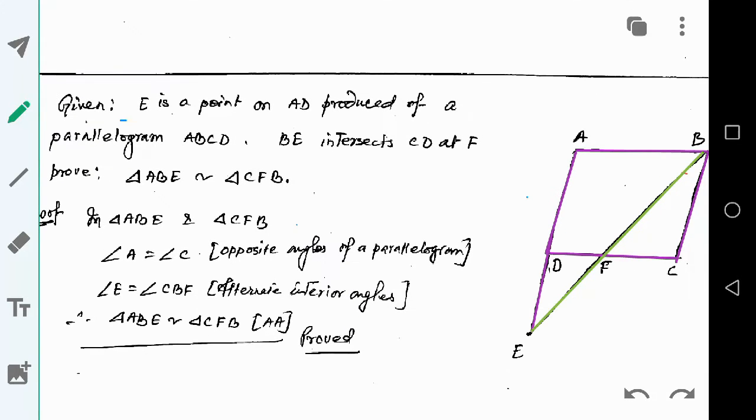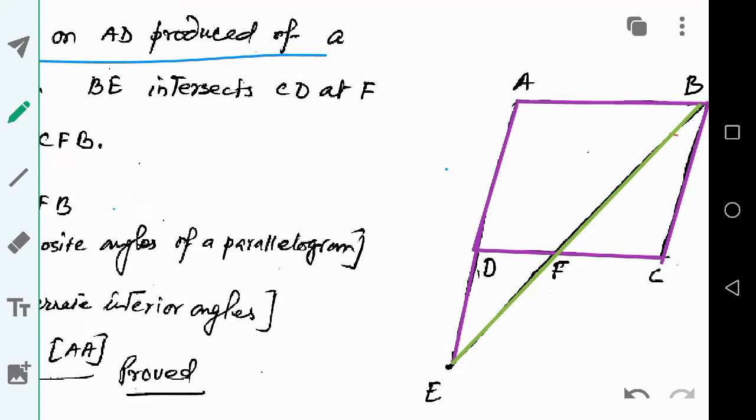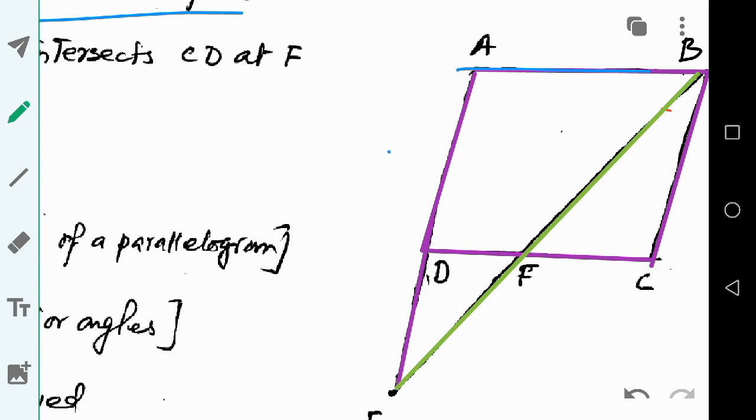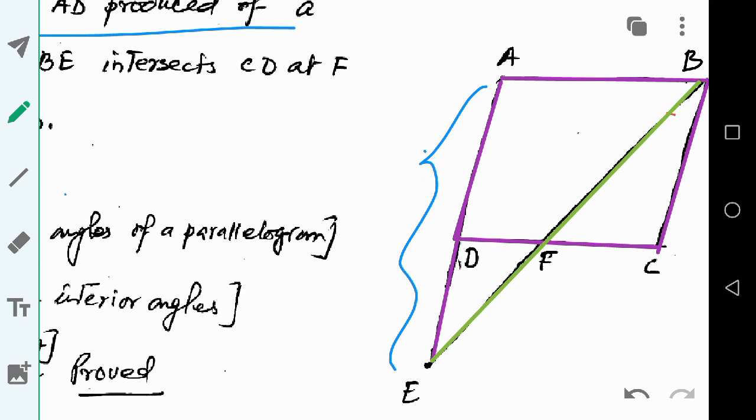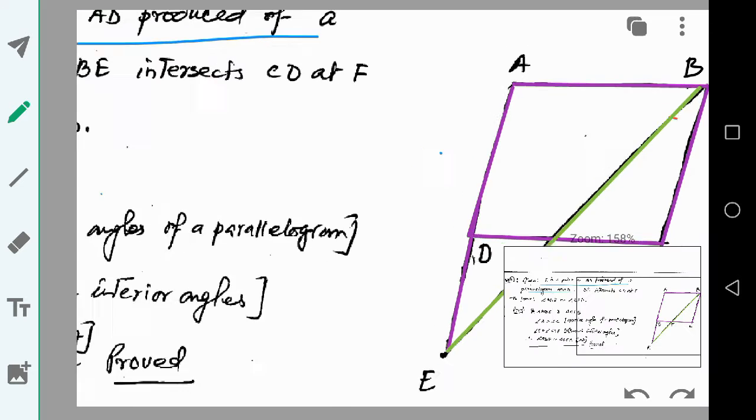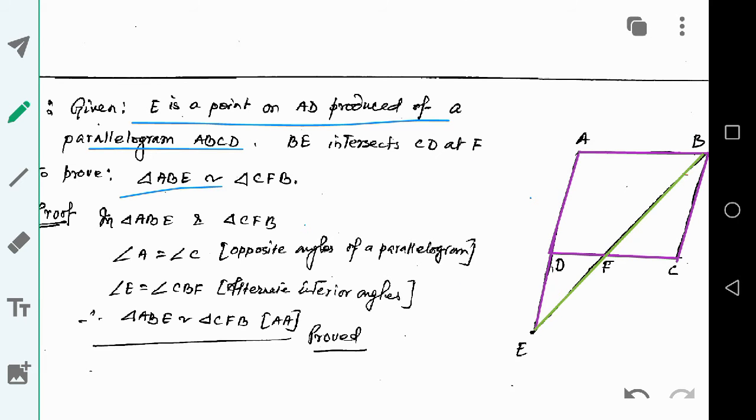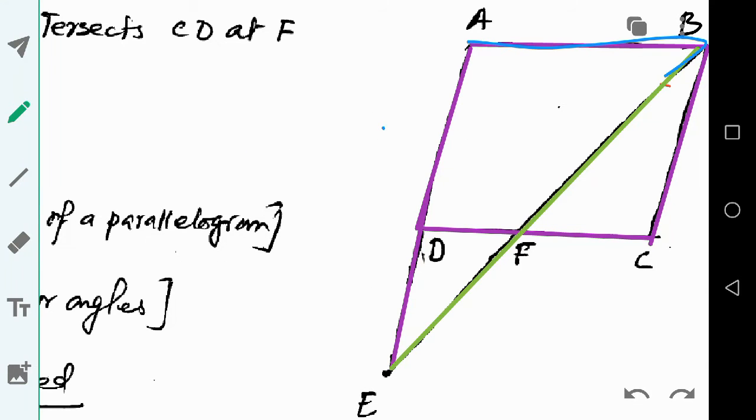So here you see, E is a point on the side AD produced of parallelogram ABCD, okay. So here ABCD is a parallelogram, and this side AD is produced to point E, okay, and this BE intersects CD at the point F. Here we need to prove ABE similar to CFB. So this is the triangle ABE, and this is CFB, okay.